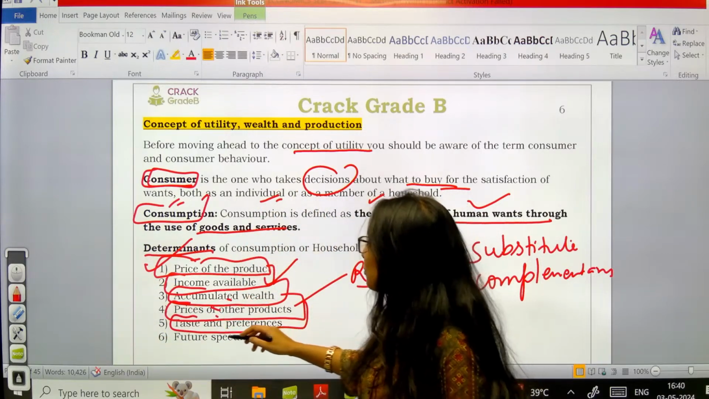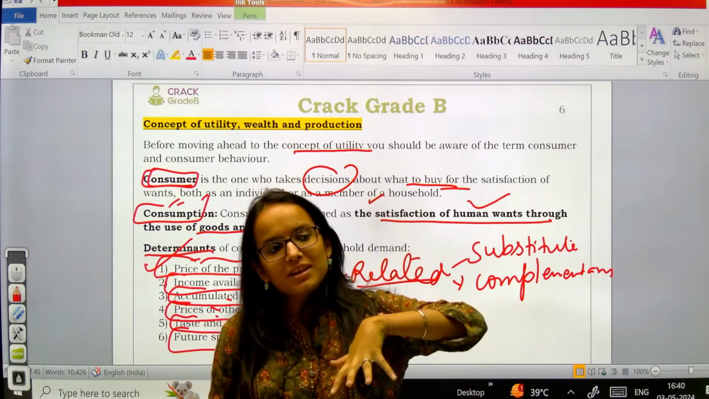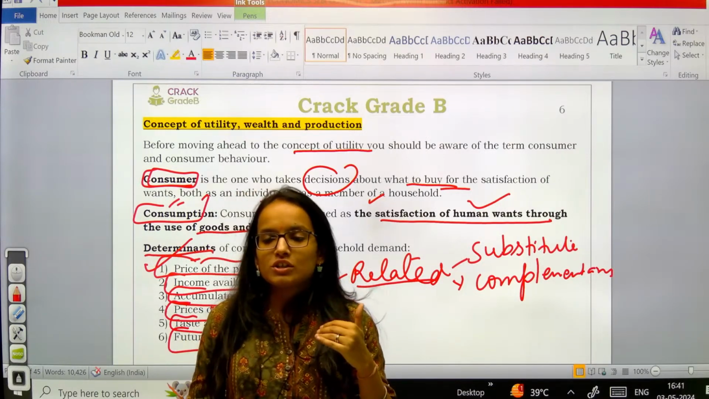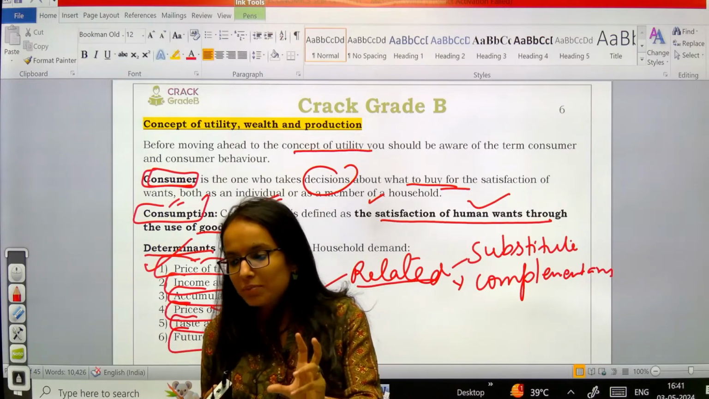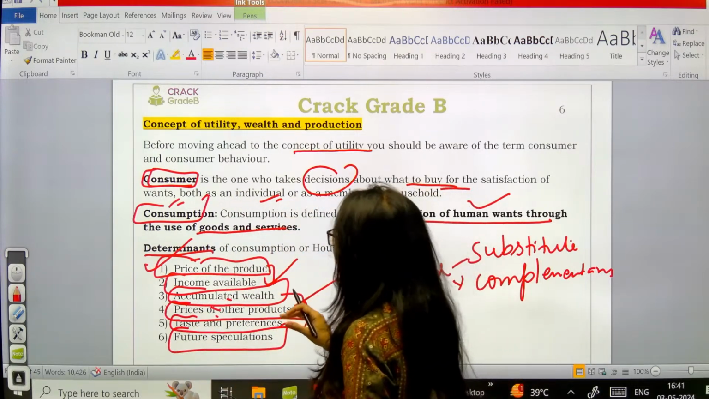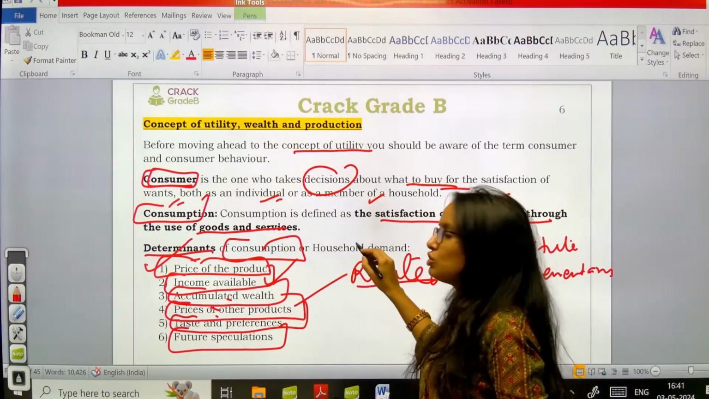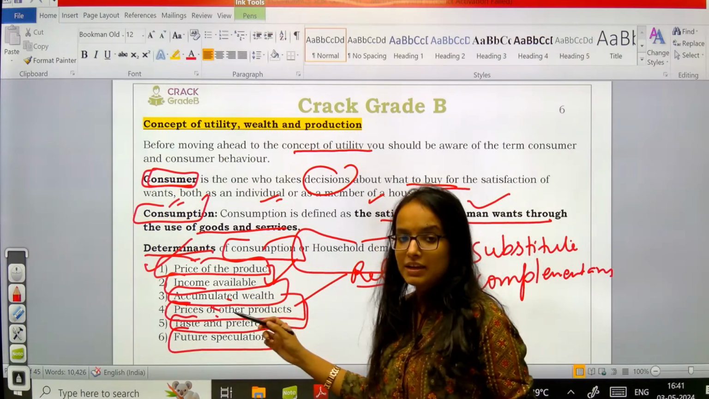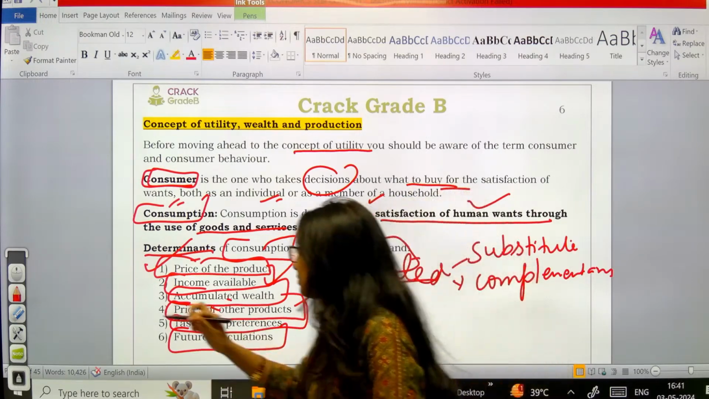All right, then we have future speculations. For example, if you speculate that in the future you will have a lot of income, then in the present you will spend more. But if you speculate that your income will get reduced, or suppose you are planning some huge investment, then you will not spend more at present, right? So your future planning or future speculation also affects your consumption. So these are certain determinants of consumption, whether the consumption is done by a household as a whole or an individual as a single entity. Is that clear? Price of the product, income available, accumulated wealth, price of the related products, taste and preferences, then future speculations.